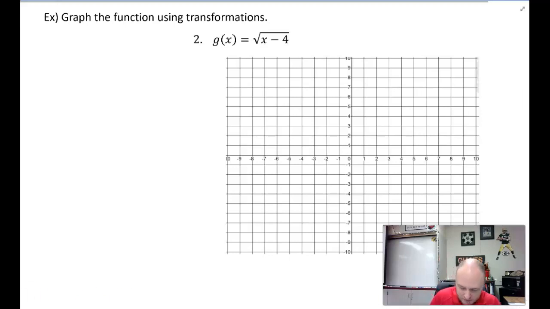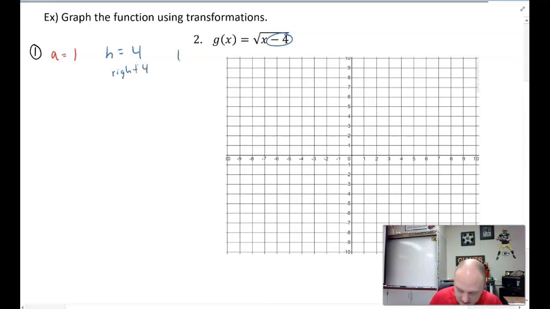I'm going to go through the step process again. So step number 1, identify our A. In this case, our A value is 1. I don't have stretch, I don't have compression, I don't have reflection. Hey, that's good. Next, our next parameter, the H value, is 4. Remember, it's always the opposite. So that's going to cause us to go right 4.